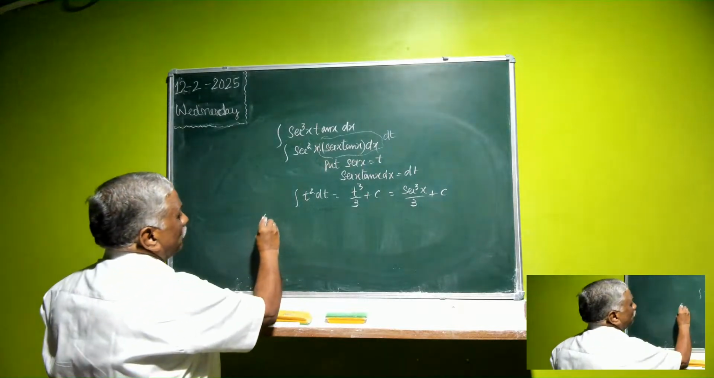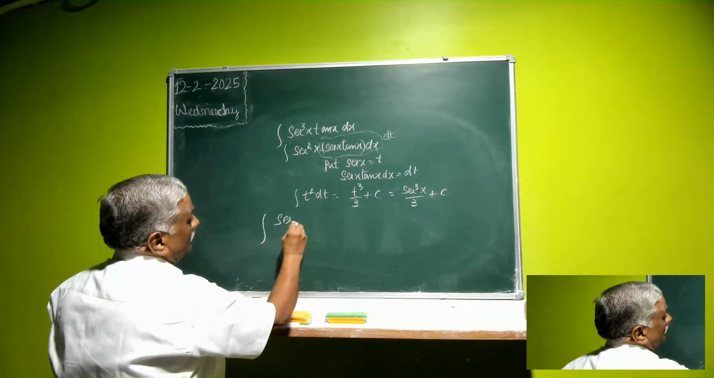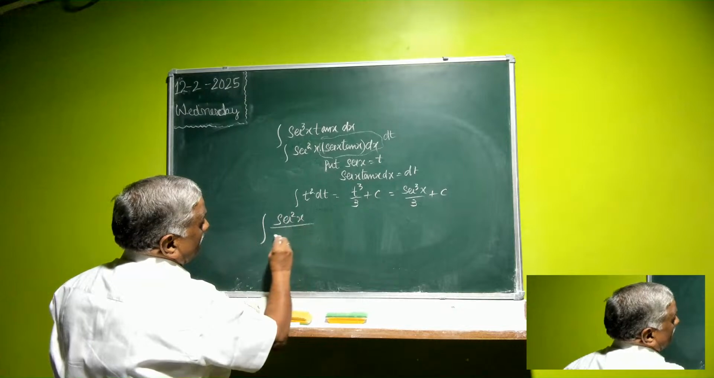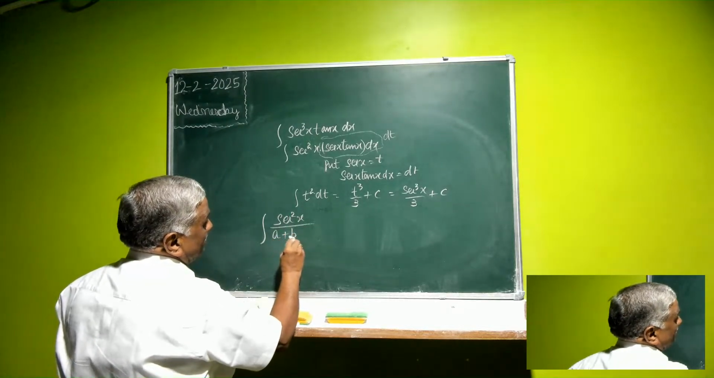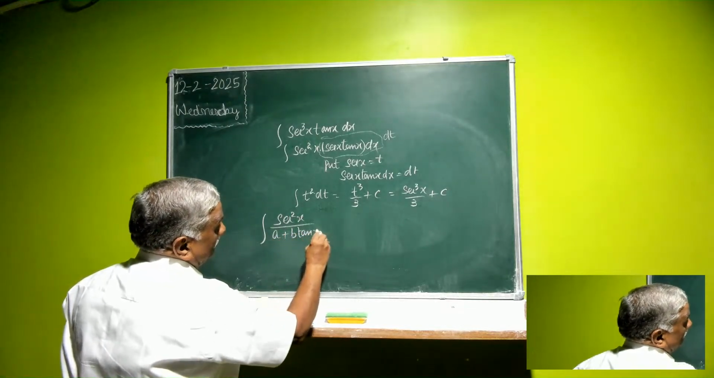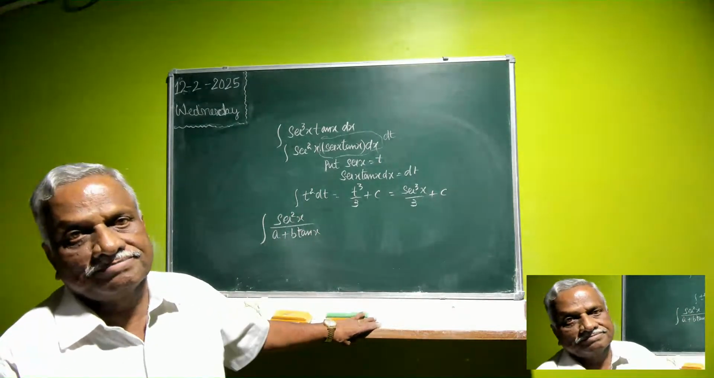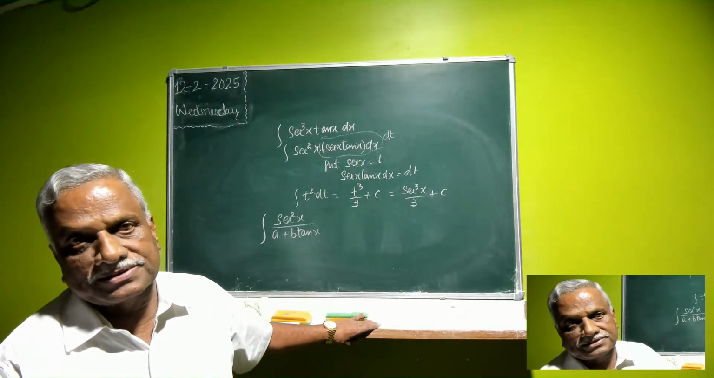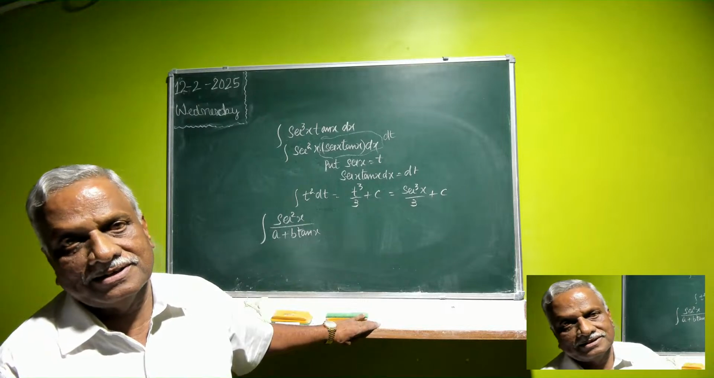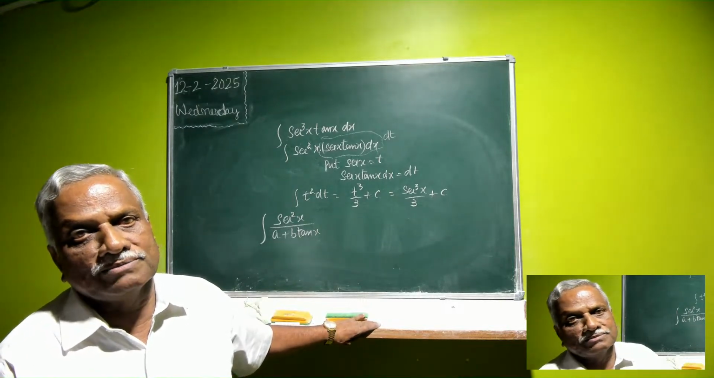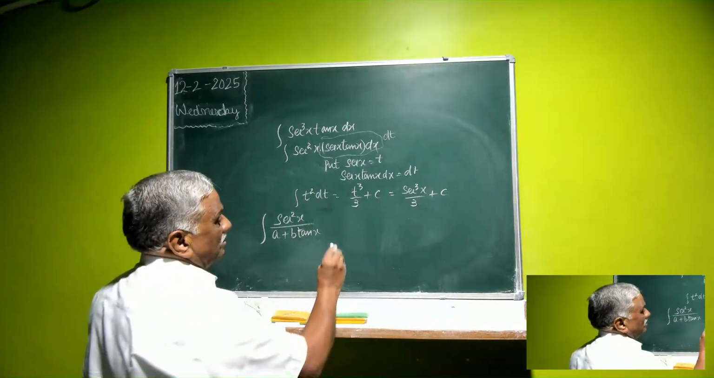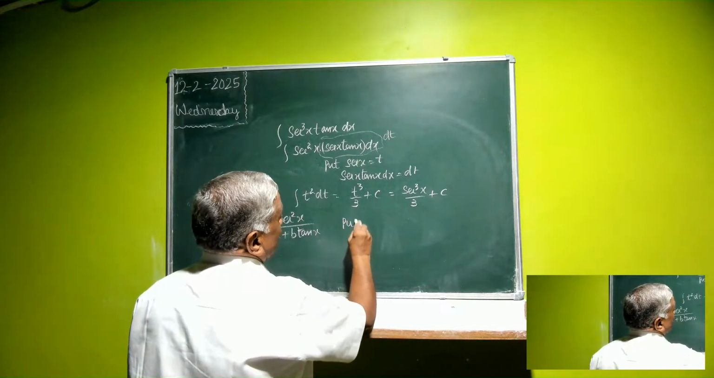Let me take one more problem. Secant square x over a plus b tan x. I told you whenever you have numerator and denominator, put the denominator as t. The exception is inverse and logarithmic functions. So here we shall put a plus b tan x equals t.